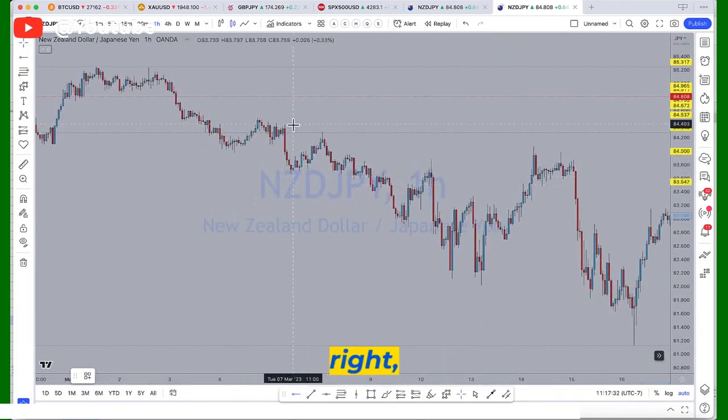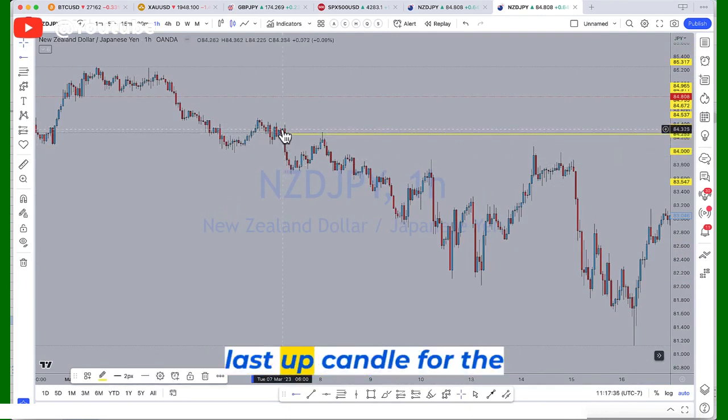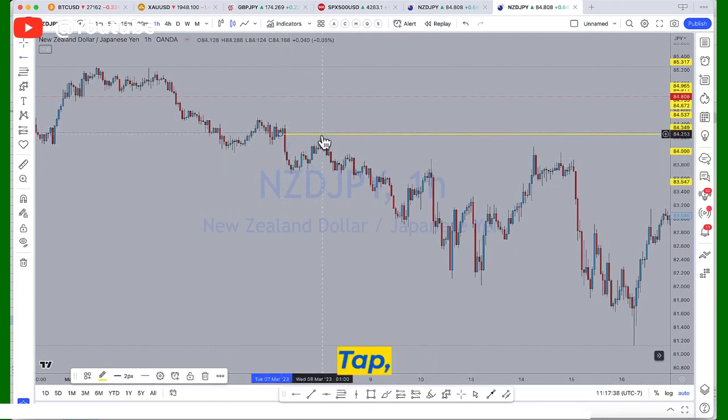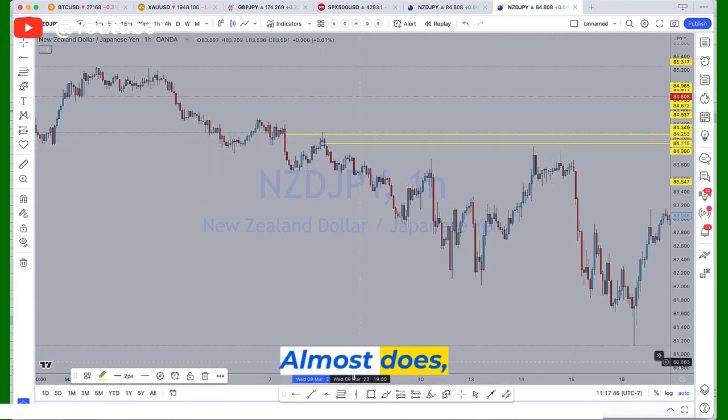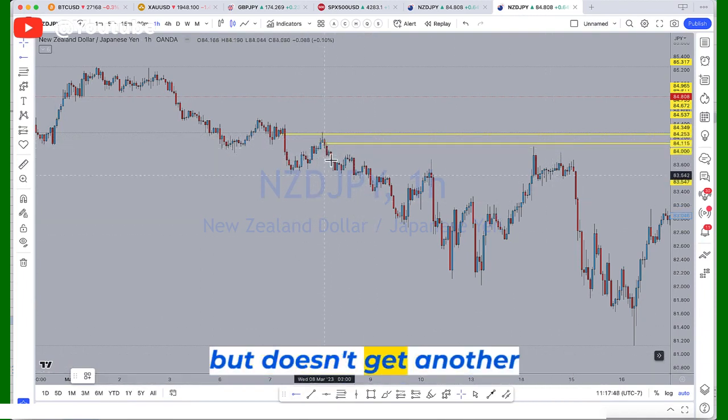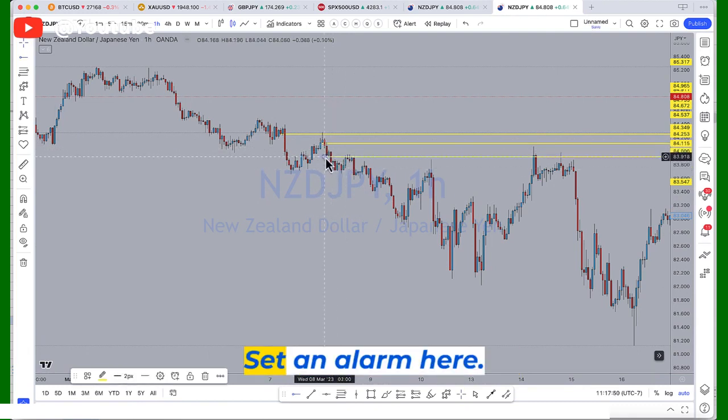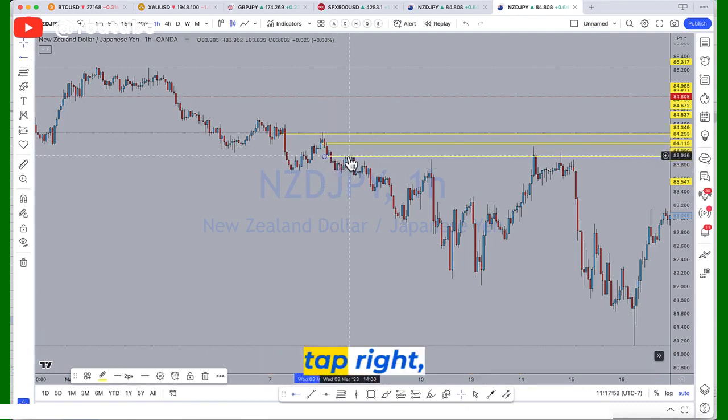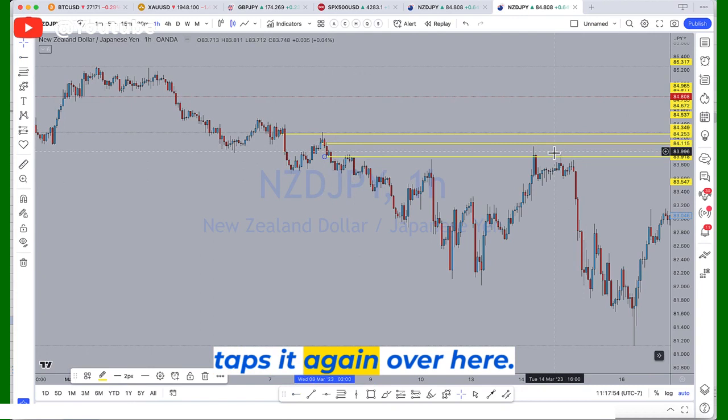So right here, explosion out. What's left? That last candle, last up candle for the down move. What's it do? Tap, drop. Maybe you set another one here, never comes back. Almost does, but doesn't. You get another explosion, set an alarm here, boom, tap. Taps it again over here.